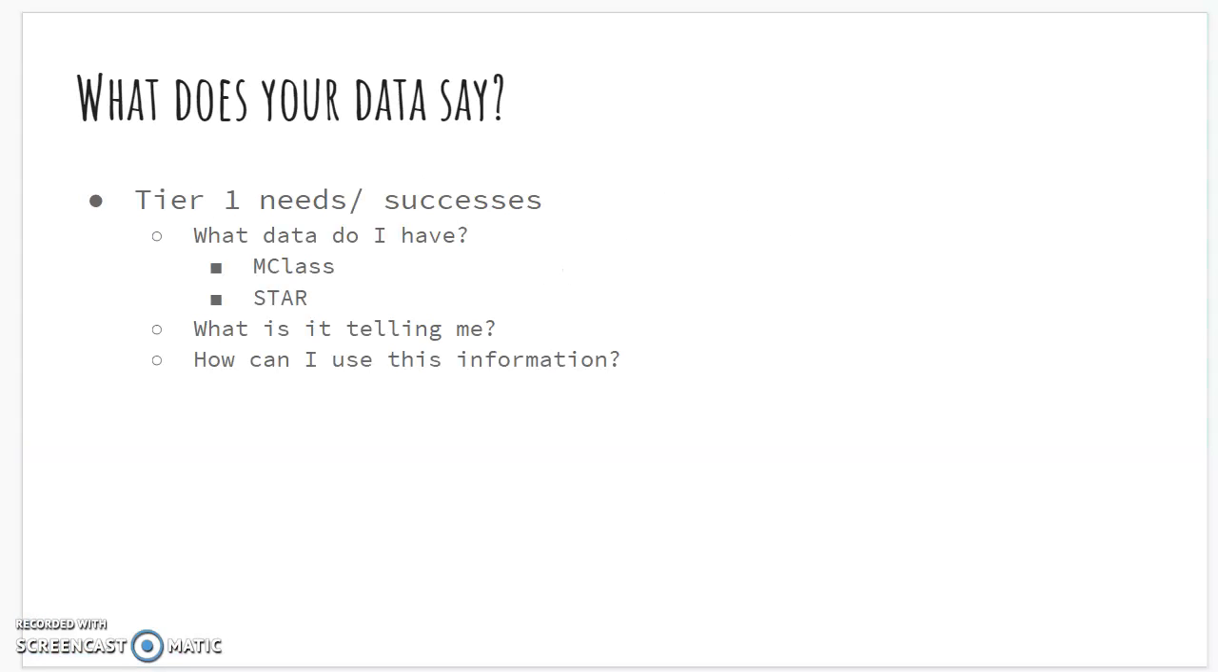So thinking about what does your data say, I want you to read your data and identify your Tier 1 needs and successes. So what does that mean? Well, just so we all have a common language, Tier 1 is instruction that all of your students receive. It is your core, it is your main curriculum. Tier 1 is the instruction all of your students are receiving from you.